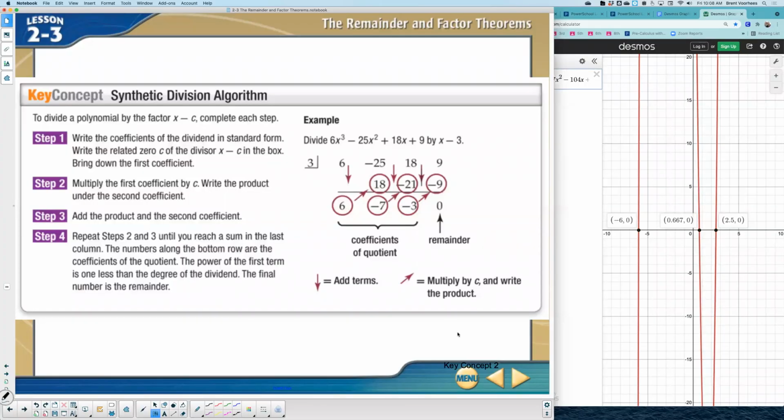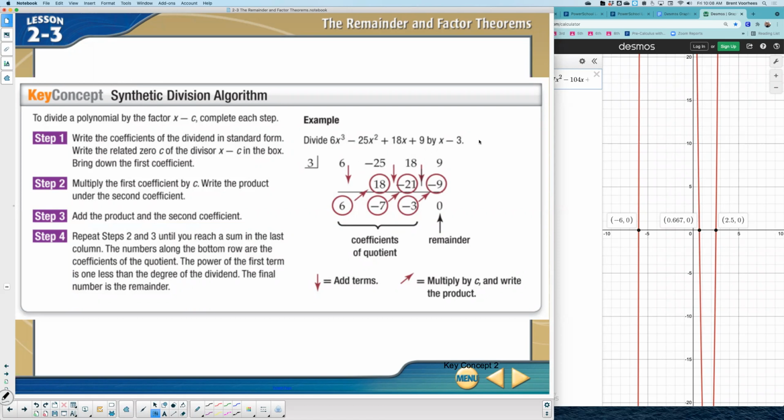All right, now my favorite part of the lesson. There's got to be a quicker technique. Surely we can do this faster. And the answer is yes. Synthetic division algorithm is what the textbook calls it. I just will say synthetic division is a faster way to divide. What you do is this.